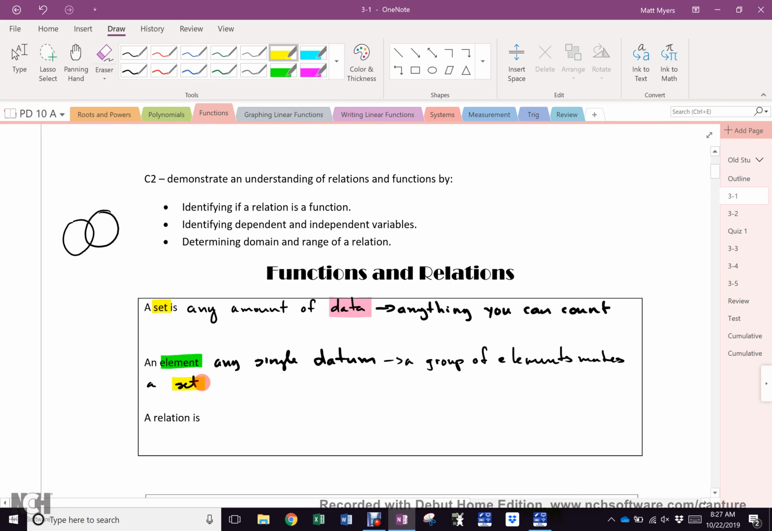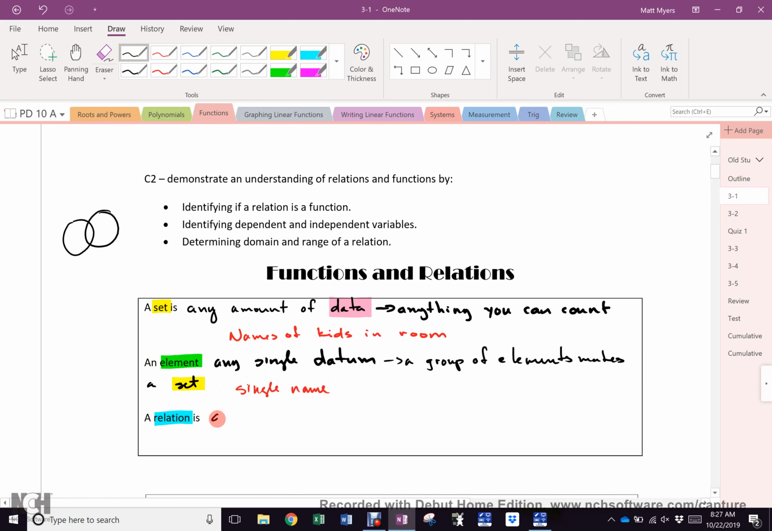All right. So now let's go back to examples. Set is any amount of data. So for example, names of kids in the room. In the room, because there's two O's. Right? Everybody cool? Names of kids is the set. An element is any single name. Everybody good? All right. Now, and the third one is a relation.